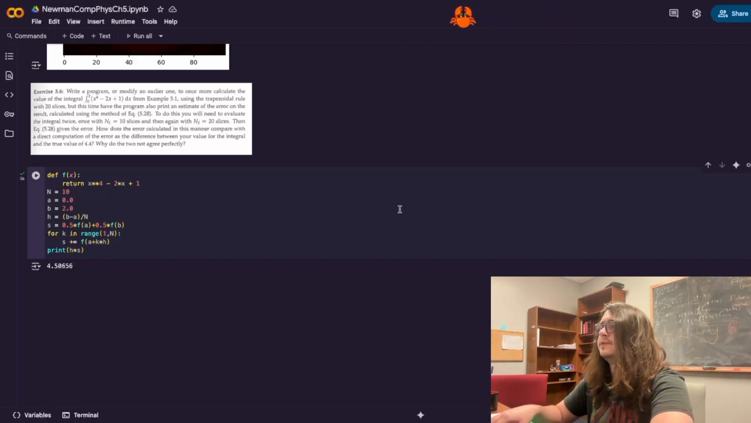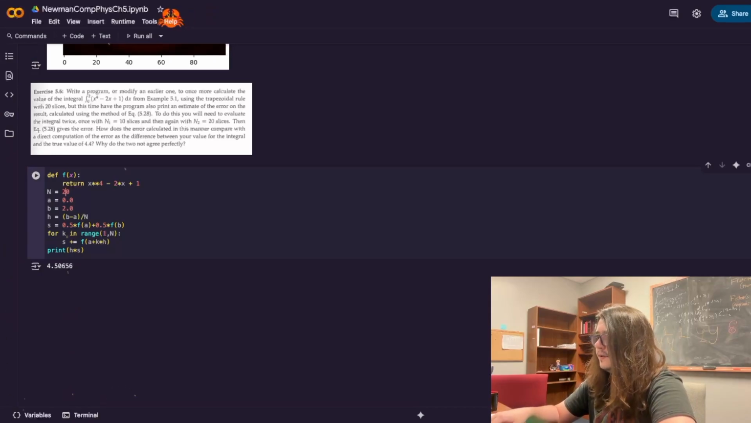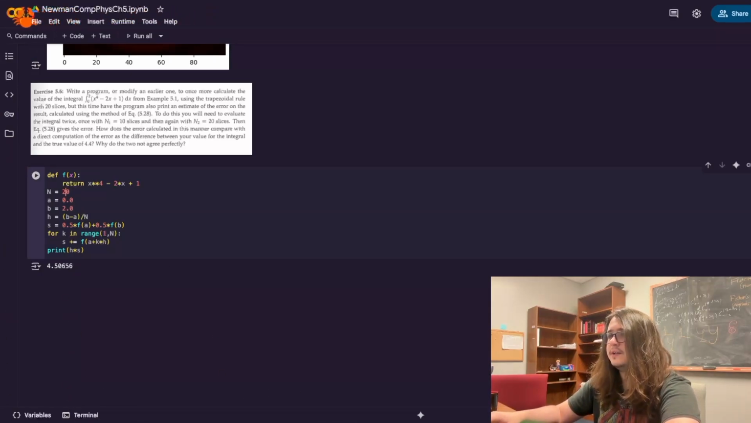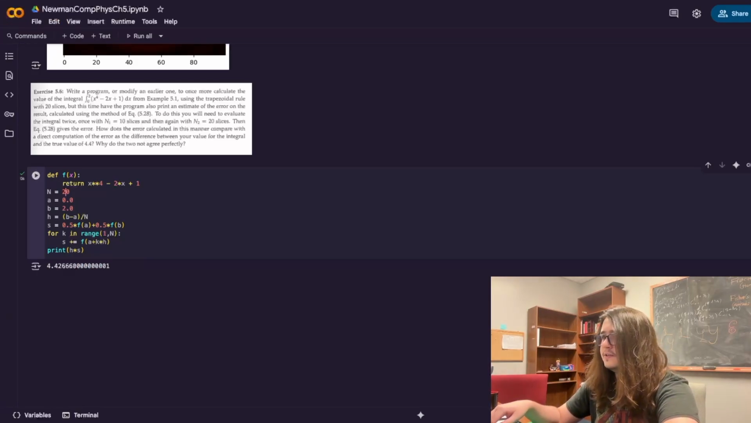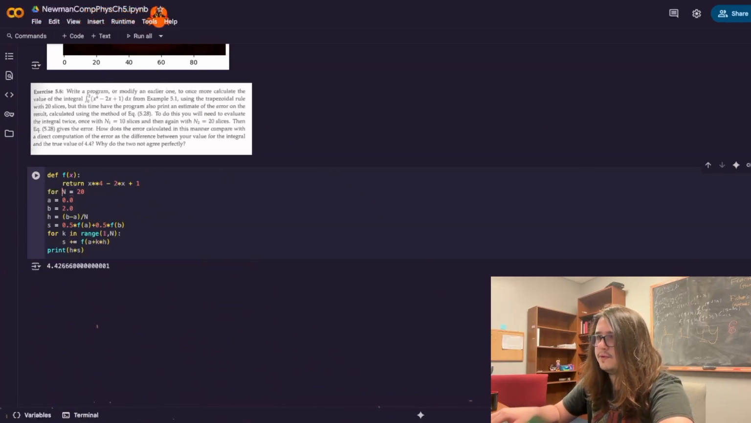Obviously, if you wanted to calculate the value of the integral that the problem is talking about with n equals 20, all you have to do is change the n line and you can get that value. You can see it's already pretty close to 4.4, but to get the calculated fractional error, you need to have two different n values.